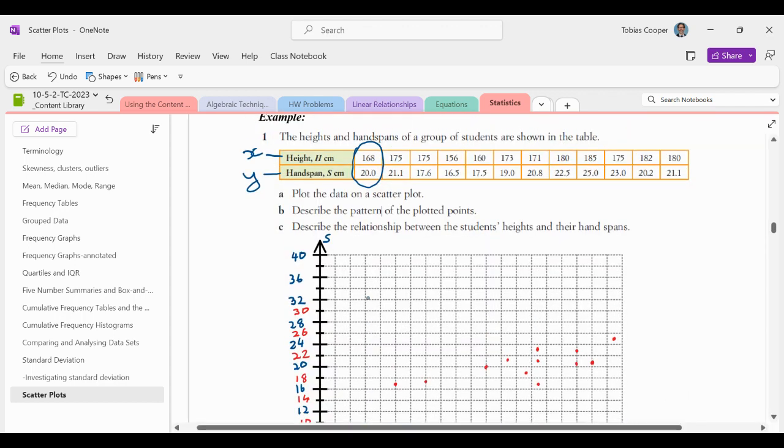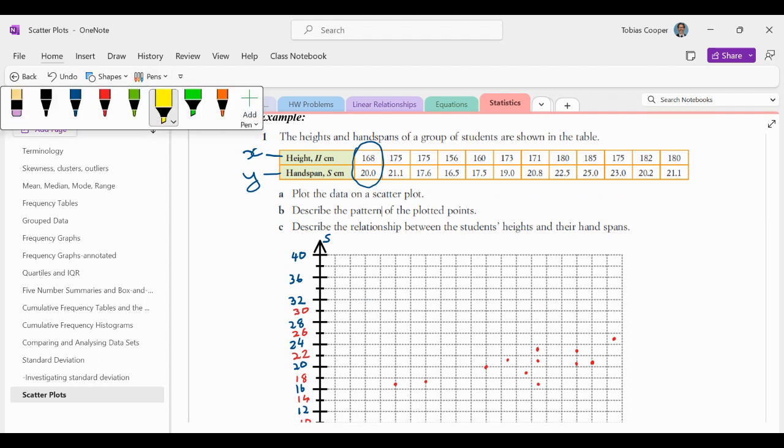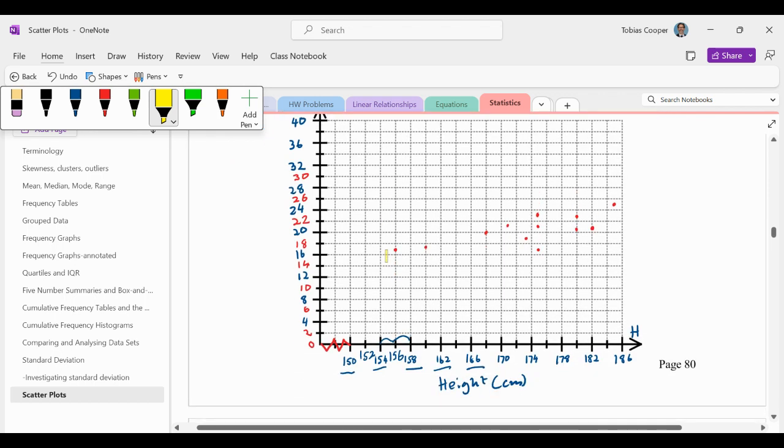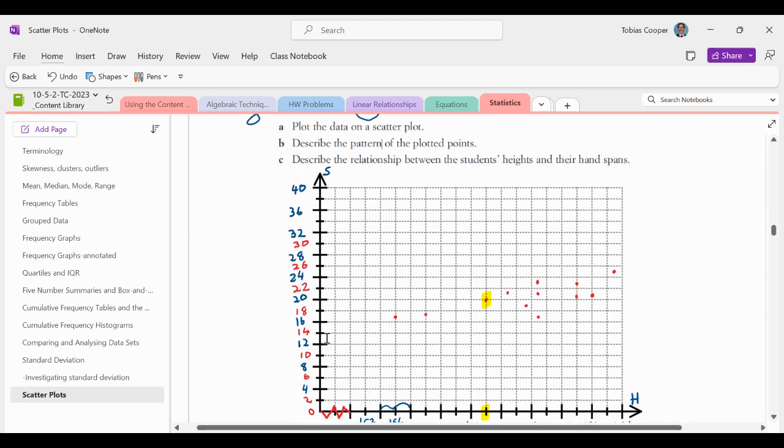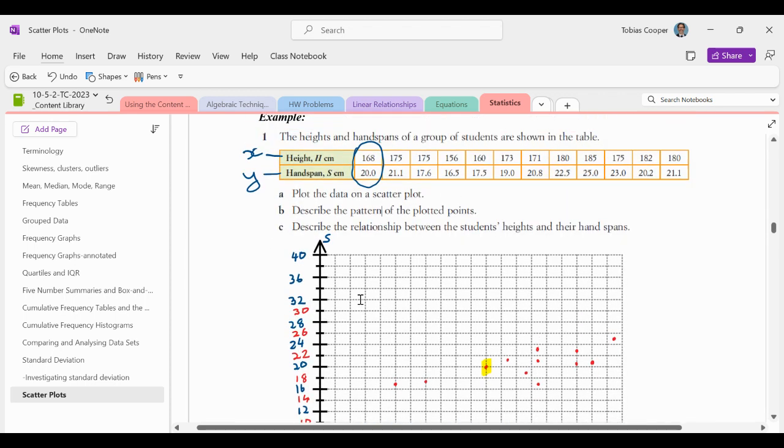Okay? So, alright, one of the points you're going to put is 168, 20. So if we go to 168 on the horizontal axis, which is just here, there's 168, and then here's 20. So there's the first point you're going to plot. So your job is to plot the points from the table on that number plane and make sure you've numbered the axes the same way that I have. Right, once you do that, you've got to describe the pattern of the plotted points.